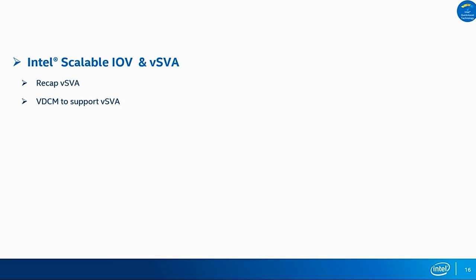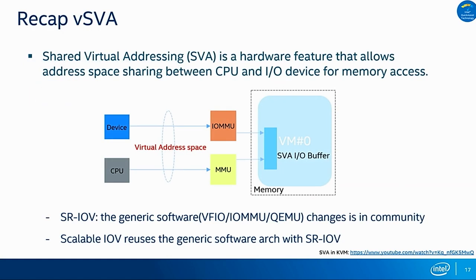Thanks for Xin's great sharing on the scalable capable device enabling. So next, I will talk about the SVA support for scalable IOV. First, I'd like to have a quick recap about shared virtual addressing. It is a hardware feature that allows CPU and the device to share a unified IO address space, so that they can access some shared IO buffer. Scalable IOV and SR-IOV differ only in granularity. So we naturally want to have the same SVA support.